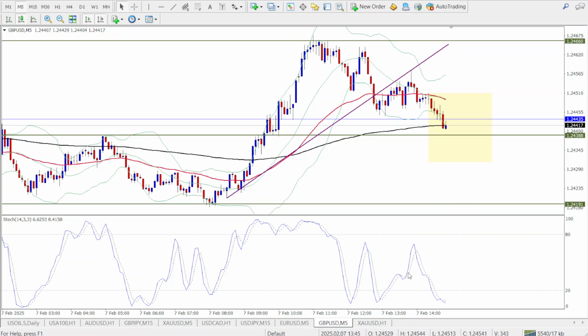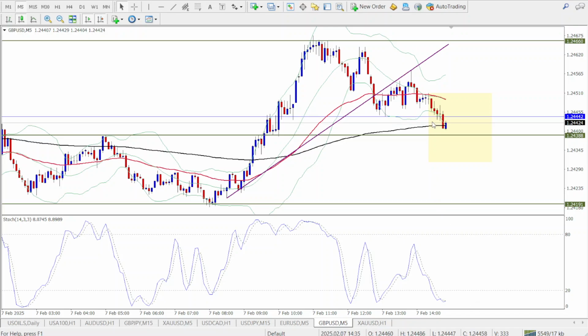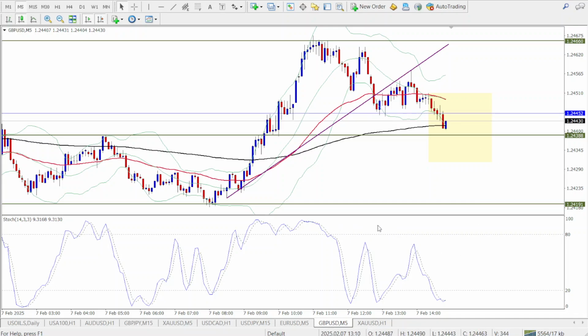You can also use the stochastic oscillator for confirmation. If the market is oversold, and that is exactly what is happening, you can see that if the market is oversold below 20, you should be looking for buy setups. But if the market is overbought, which is above 80, you should be looking for sell setups.